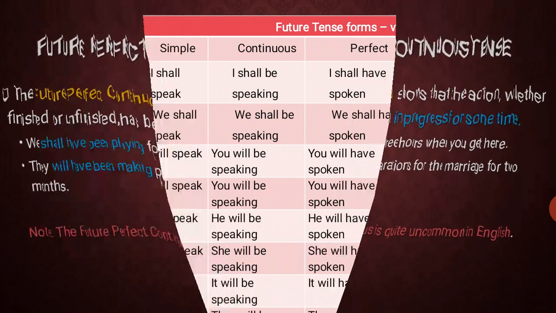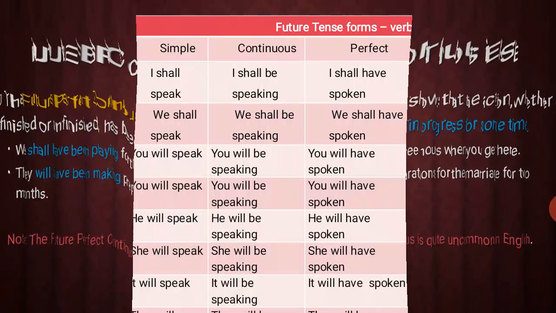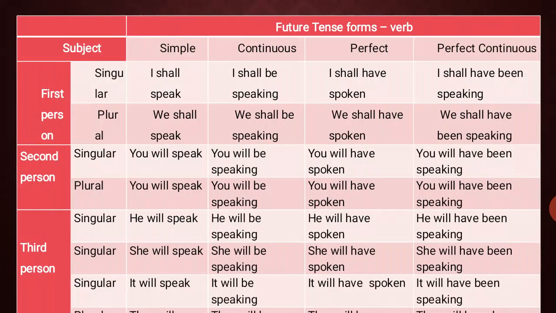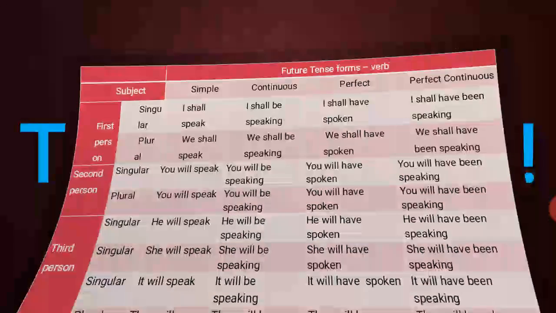So here also I have given the sentence structure for the future tense. You can use this. You can write with these things.